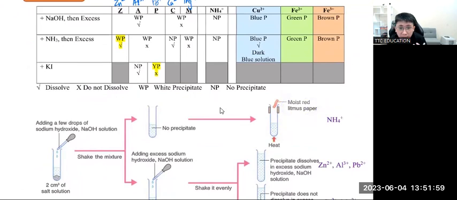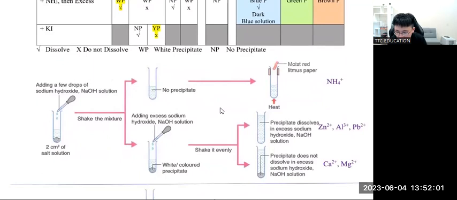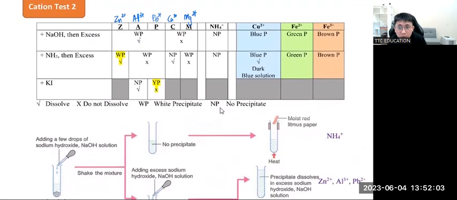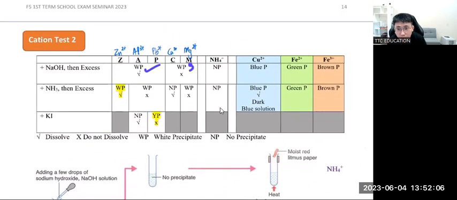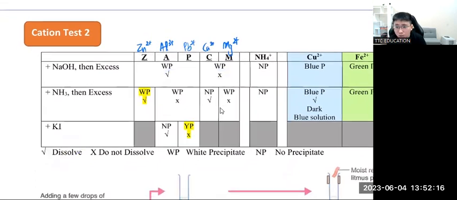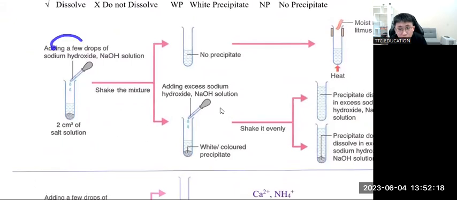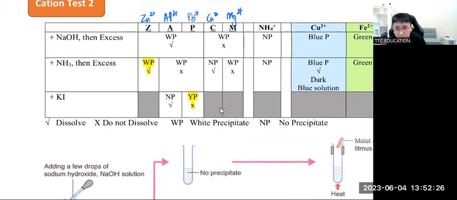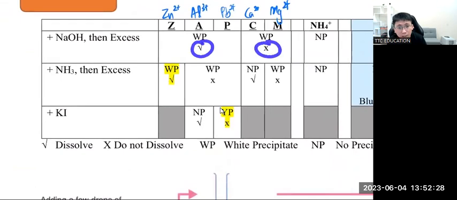But what if I add NaOH and I get a white precipitate? You see these two are white precipitate. But white precipitate has two types: one is tick, one is cross. White precipitate with a tick means it will dissolve; cross means it does not dissolve. So what dissolves and does not dissolve? After I add a few drops and get a white precipitate, I will add excess sodium hydroxide. That will be the tick and cross.